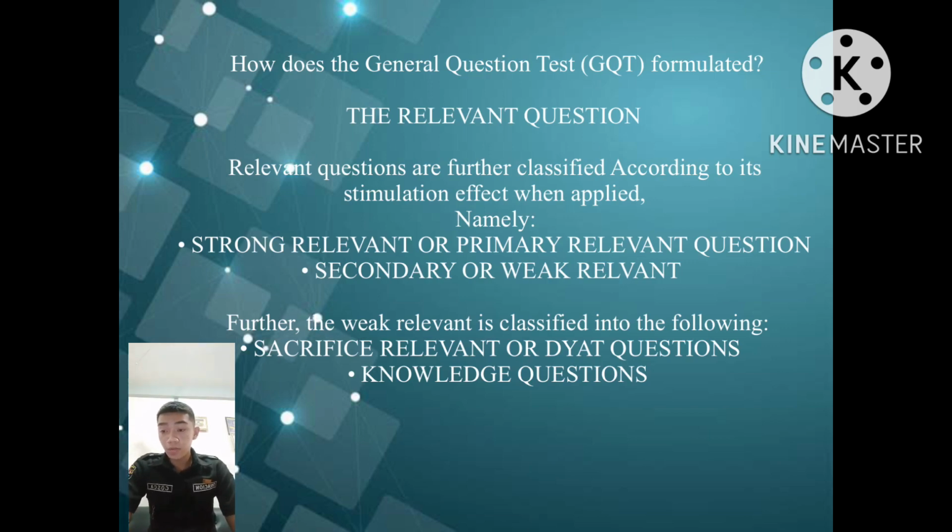How is the General Question Test, GQT, formulated? The GQT consists of a series of relevant and irrelevant questions asked in a planned order. Questions are so arranged as to make a comparison of responses to relevant questions with the subject's norm made during the answering of irrelevant questions.